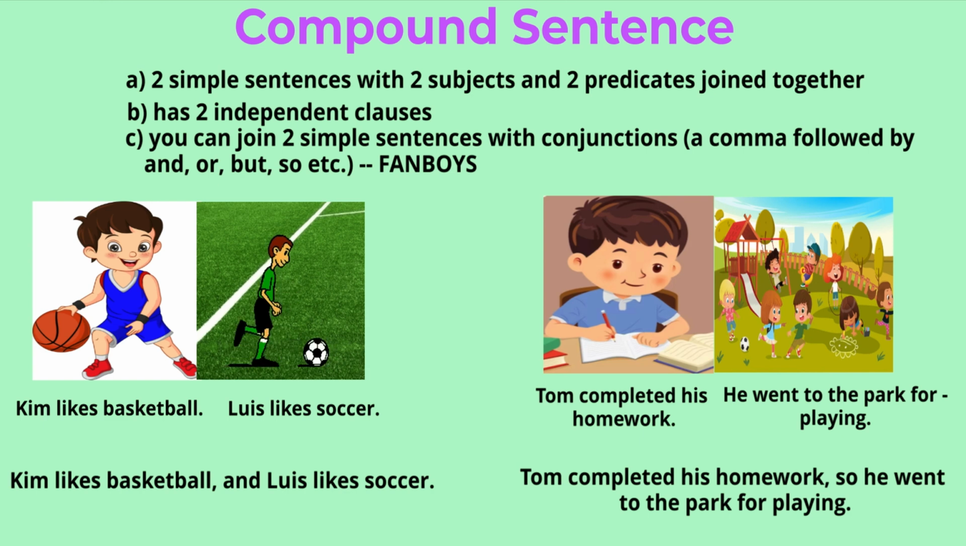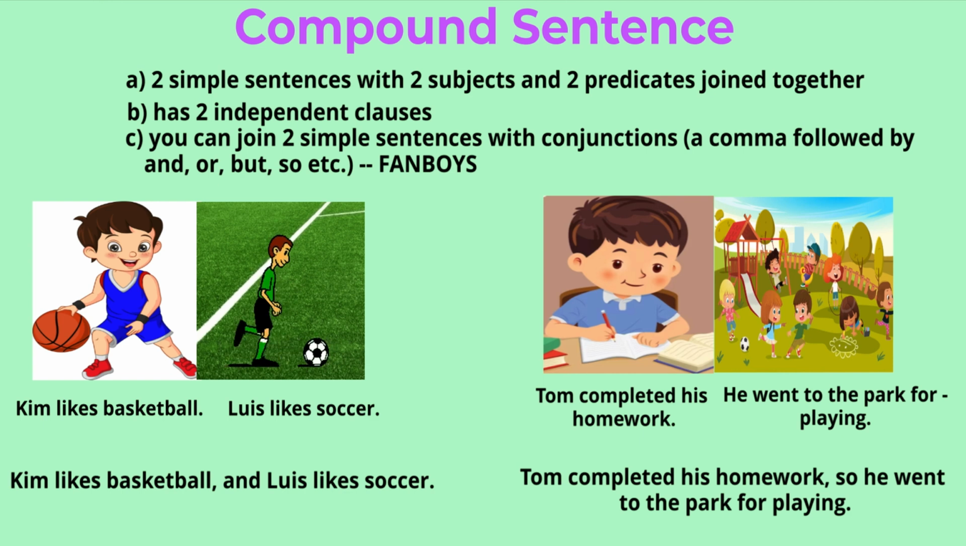Isn't it simple? In the third image, what do you see? You see a boy writing his homework, right? In the fourth image, what do you see? You see a park and kids are playing in the park. Tom completed his work. He went to the park for playing. So to combine these two sentences, we can use a conjunction. Tom completed his homework, comma, so he went to the park for playing.